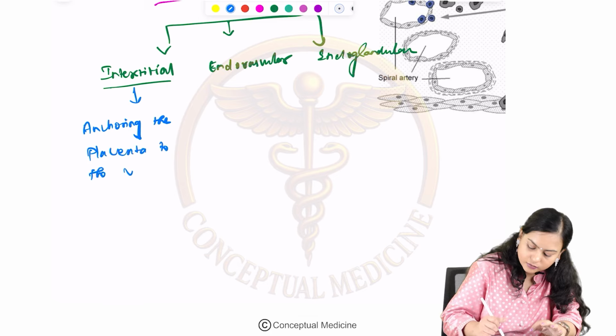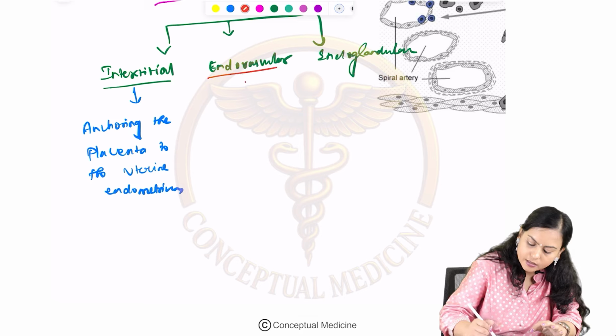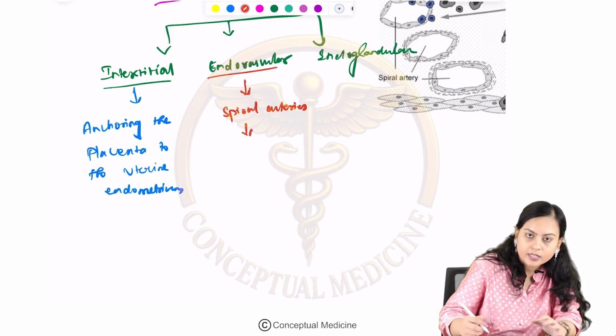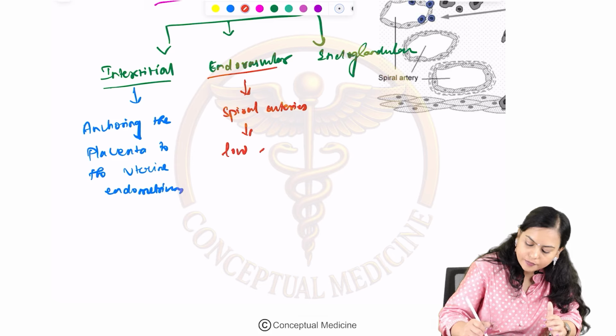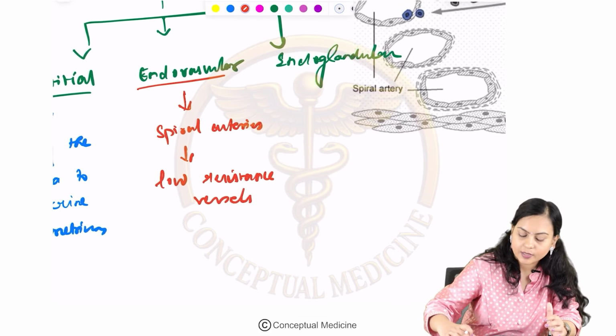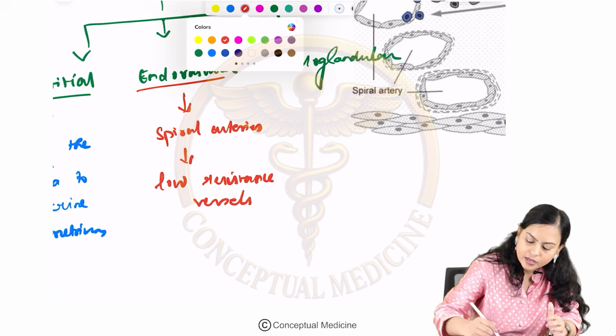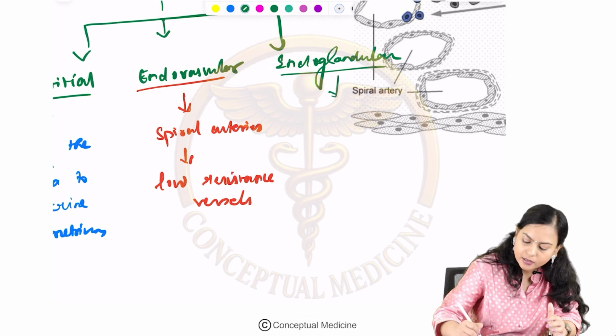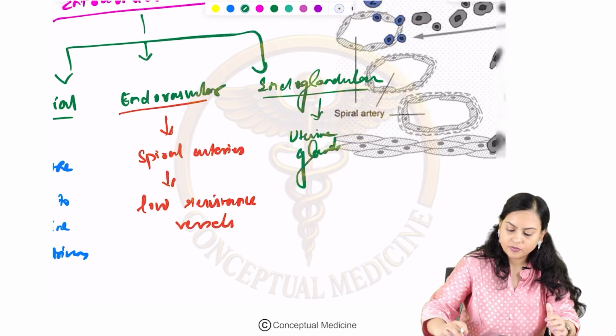to the uterine endometrium. Endovascular trophoblasts are the trophoblasts which are going to invade the spiral arteries. As they invade the spiral arteries, these spiral arteries will now become low resistance vessels, so that there will be no hindrance in the blood supply to the fetus. Next comes the endoglandular trophoblasts which are going to invade into the uterine glands.